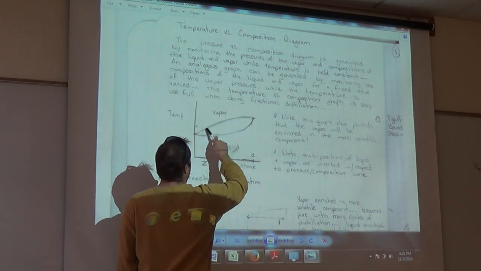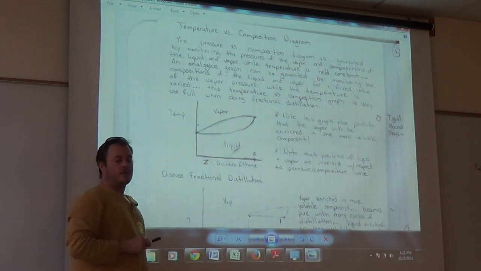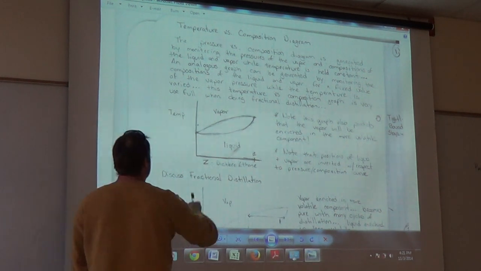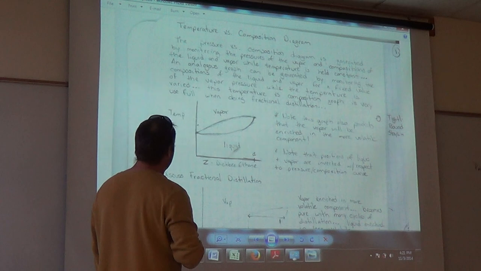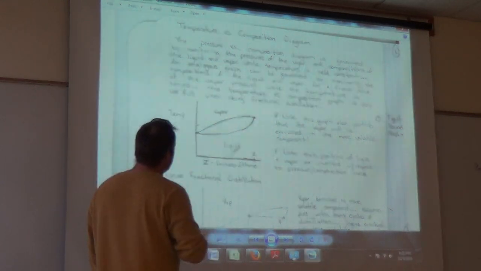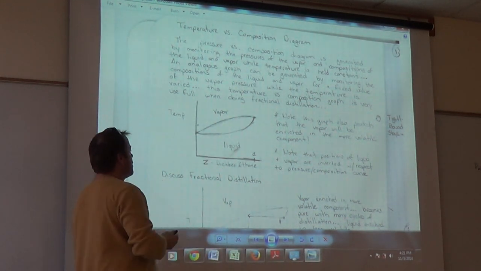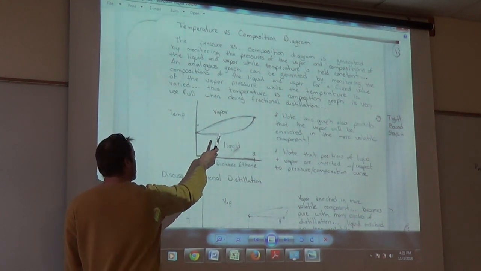The top line of the temperature versus composition graph is not linear like it was in the other one. Both of the curves in the temperature versus composition diagram have a little arc to them. Without seeing the math, we can't really explain that, but that's just observed. The line is quite reliable.